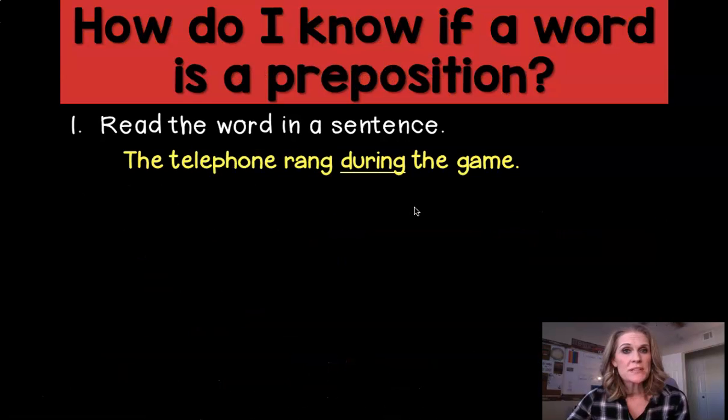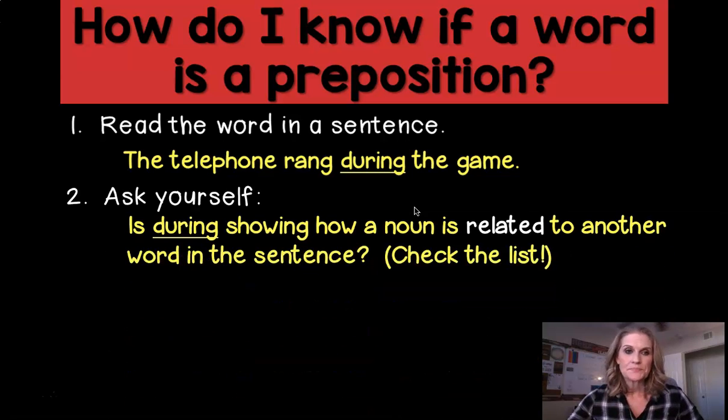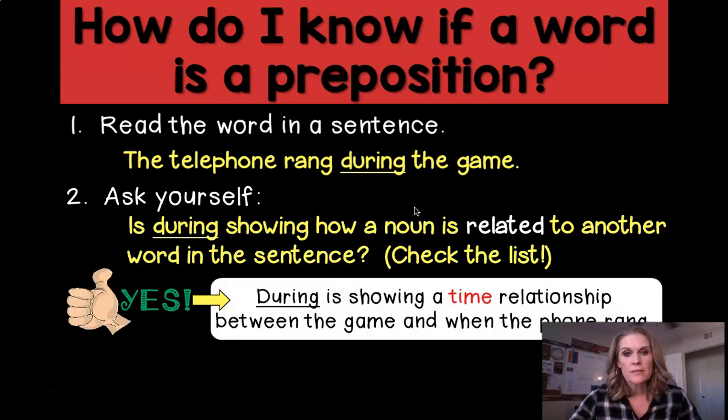How do I know if a word is a preposition? Read the word in a sentence. The telephone rang during the game. Ask yourself, is during showing how a noun is related to another word in the sentence? Let's check the list. Yes, during is showing a time relationship between the game and when the phone rang. Remember, prepositions show us relationships between where, when, and how. Remember, time, location, movement, direction.